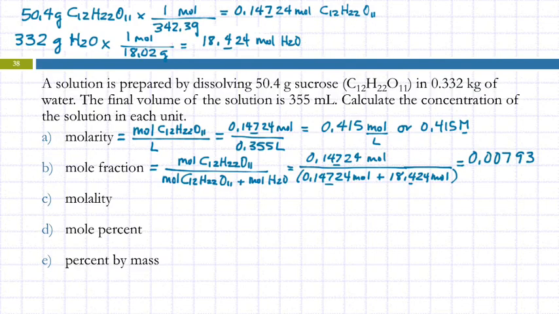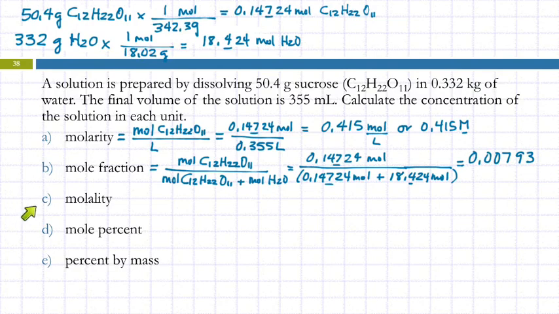The mole fraction should never be more than 1. If the mole fraction is 1, that means you have a pure substance, because the denominator is equal to the numerator. If you have a solution, the denominator is always going to be larger.